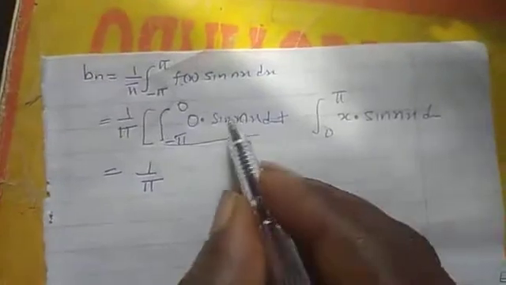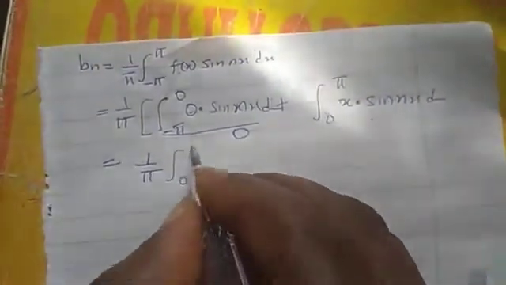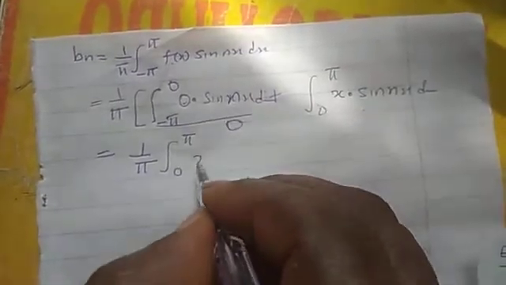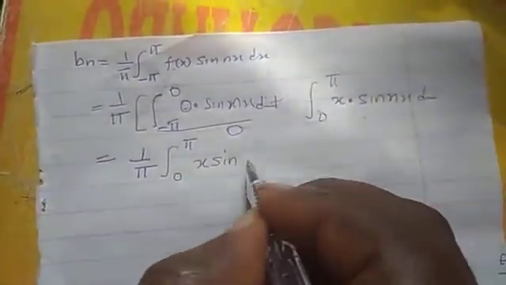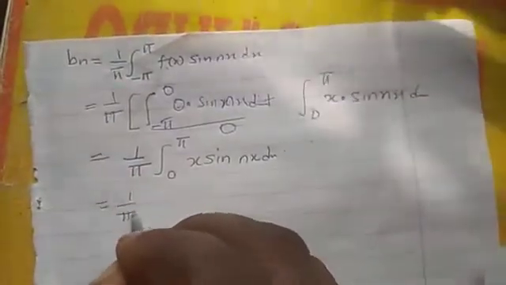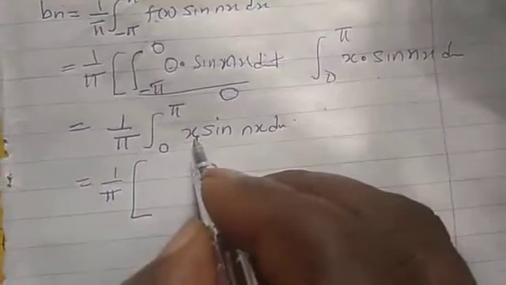Everything here is 0 already. 0 will nullify the whole of this side. It is the integral from 0 to pi of x sine nx dx. This leads to integration by parts again. You need to solve this thing using integration by parts. So go and learn it. Once again, how do we solve it using integration by parts?